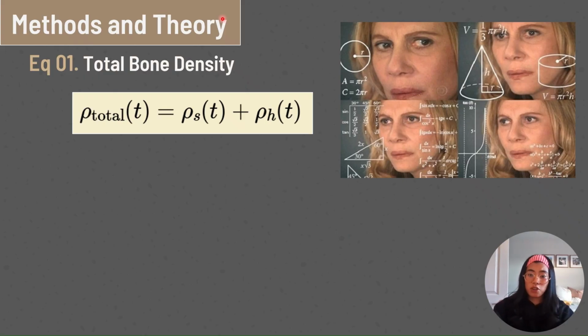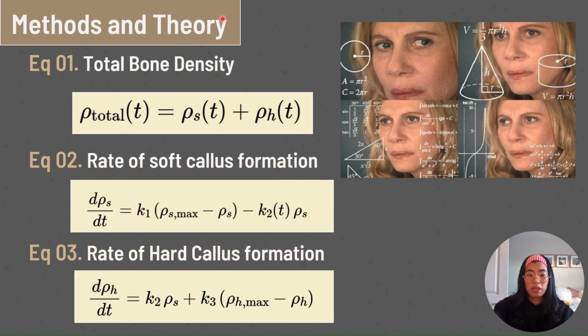This is where equations 2 and 3 come in, which are both ODEs. Equation 2 shows the rate of soft callus formation, while equation 3 shows the rate of hard callus formation. These 2 equations are almost the same with just a few key differences. K1 or K2 are the rate to show how fast a callus is being formed. K1 would be constant, while K2 would not. K2 is found with equation 4, which we'll get to in a minute.